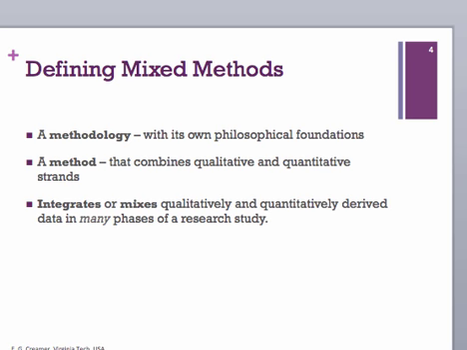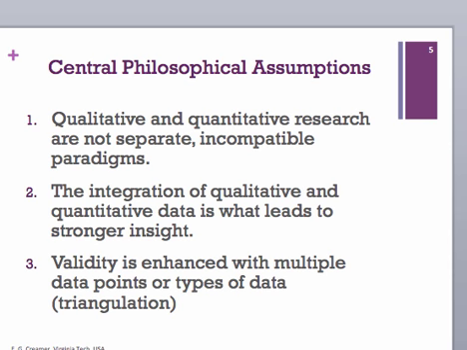So when you look at contemporary definitions of mixed methods research, I'm going to pull out three elements of it. It is distinguished both as a method and a methodology, and one of its key features is the integration of qualitative and quantitative strands of a study. When you look at it as a methodology, there are some basic philosophical assumptions that members of the mixed method community agree upon. The first one is probably the most important, and that is the view that qualitative and quantitative research are not separate and incompatible paradigms.